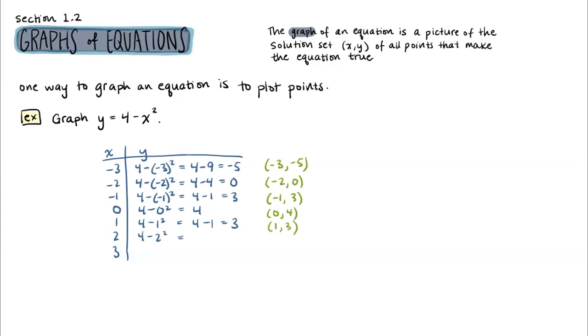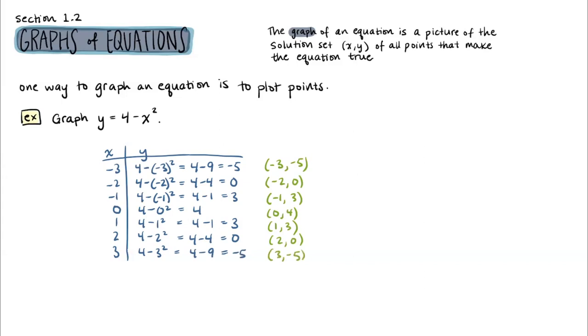Okay, we square the 2 first, so that'll be 4. So this will be 4 minus 4, and that's 0. You can see the symmetry maybe that's coming up here. And then 3, 4 minus 3 squared, that'll be 4 minus 9, which is -5. And so there's another coordinate that lies on the graph of our equation.